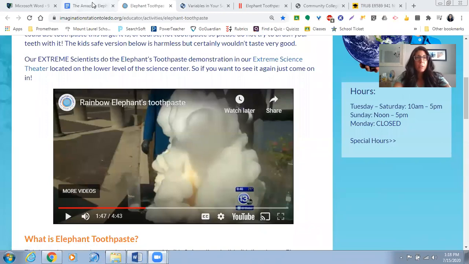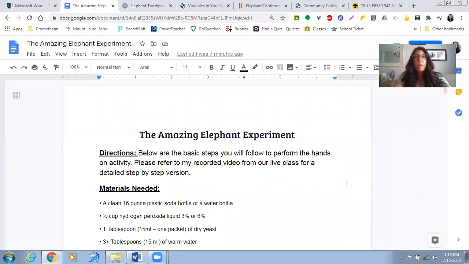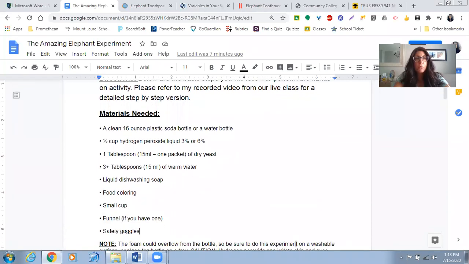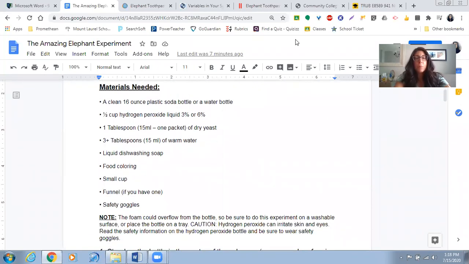I'm going to share my screen again and show you the guided worksheet that I'm going to have up for you to complete. That is also going to be posted in my module. So right here, as you can see in the document, these are the directions. These are all the materials that you need that were included in your supply box. However, the only thing that wasn't in there was the hydrogen peroxide. So this hopefully is a household item that you have available to you.